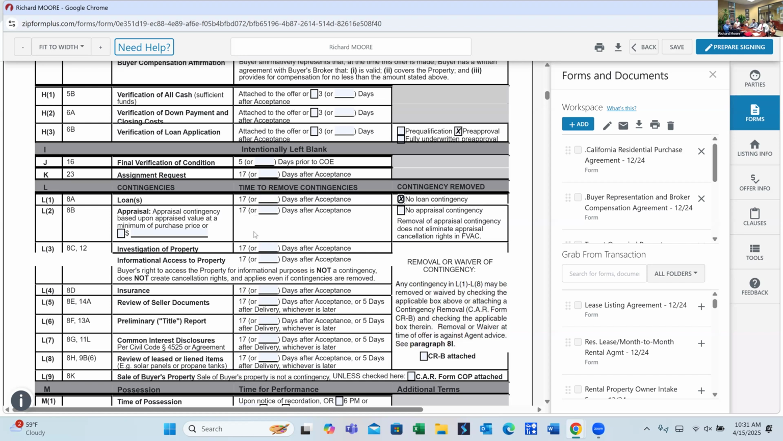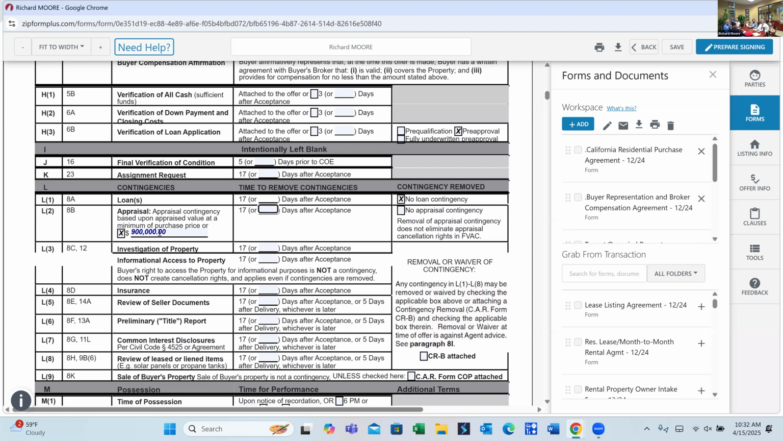Appraisal, section L2, appraisal contingency based upon appraised value at a minimum purchase price or. Now, it's not happening today, but in the past when the market was exceptionally hot, maybe the buyer knew that I'm paying $100,000 more than I should. Maybe the property was really only $900,000. And to show the seller just how interested I am in this property and I'm willing to pay $1 million for, I can insert $900,000 in there.